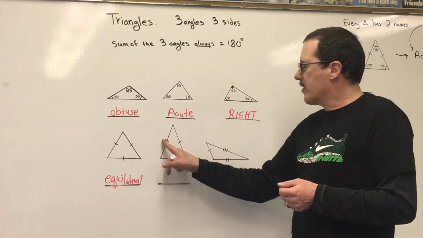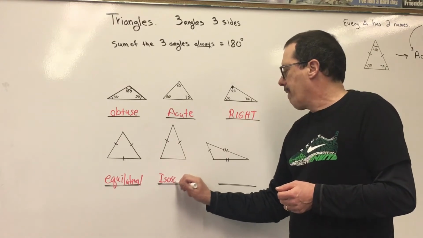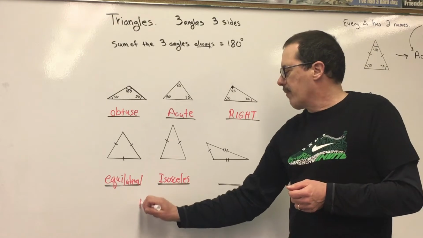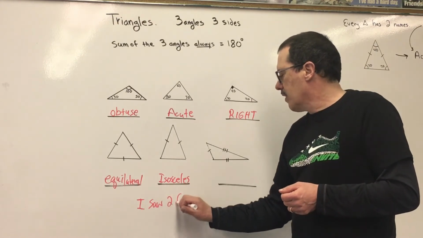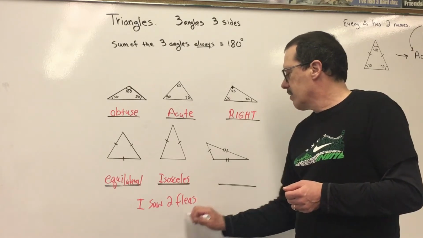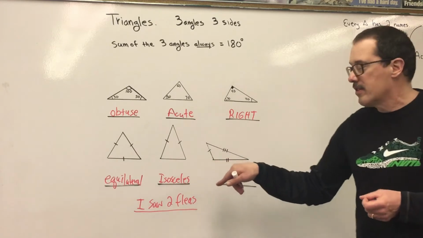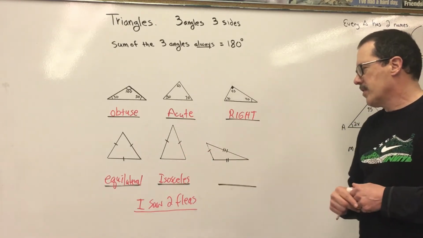Okay, this one has 2 sides the same, and so that's called isosceles. And I always had trouble remembering that, and so what I remembered was I saw 2 fleas. And then to help you to memorize isosceles is I saw 2 fleas, which means 2 sides are exactly the same length and the third one is different.